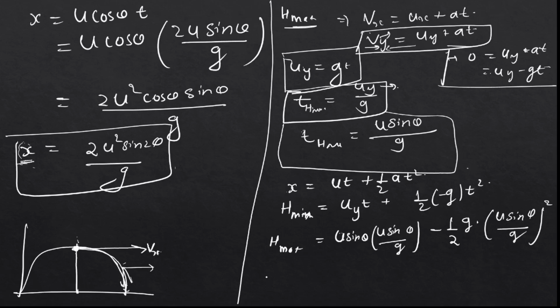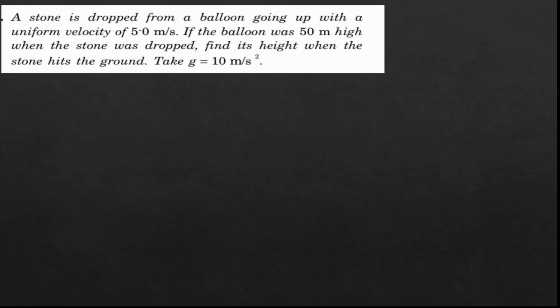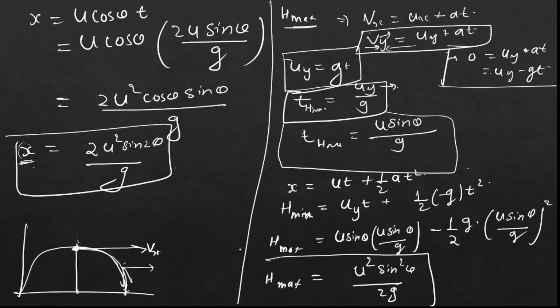So just simplify this, you will get the maximum height that this body will attain, which would be u square sine square theta upon 2g. So this is the maximum height that this body will attain, right?